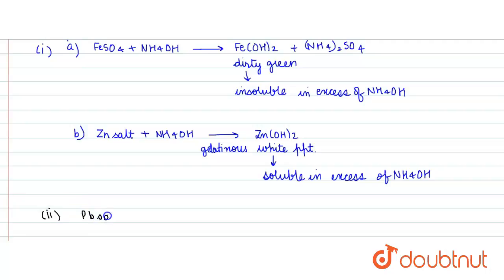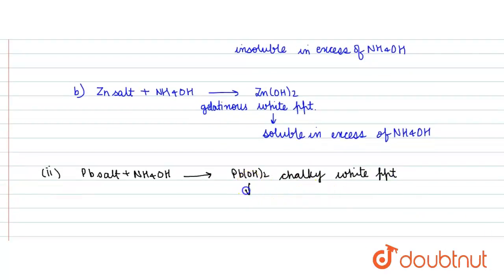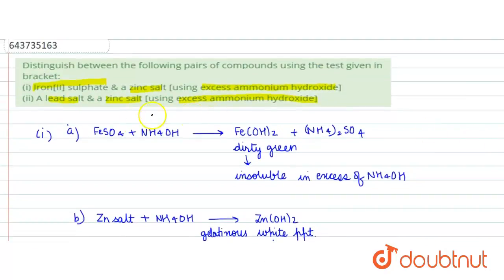When a lead salt is treated with NH4OH, it produces the chalky white precipitate of lead hydroxide, Pb(OH)2. It is a chalky white precipitate of lead salt, which is further insoluble in excess of NH4OH.